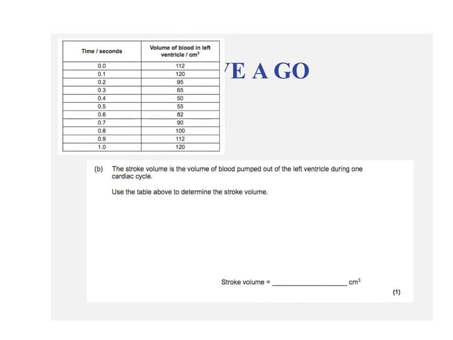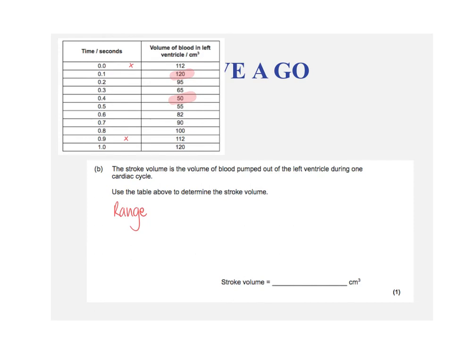Now for the stroke volume, it tells us it's the volume of blood pumped out of the left ventricle during one cardiac cycle. And I know that I'm going to be looking from 0 to 0.9 seconds because that's where we've said that it cycles round from 112 millilitres all the way back round to 112 millilitres after being ejected and then refilled. But in that time, I'm looking for the range of values. Remember, I'm looking for the highest, which is 120 millilitres, to the lowest, which is 50 millilitres, and that is actually how much blood I have pumped out in one cycle.